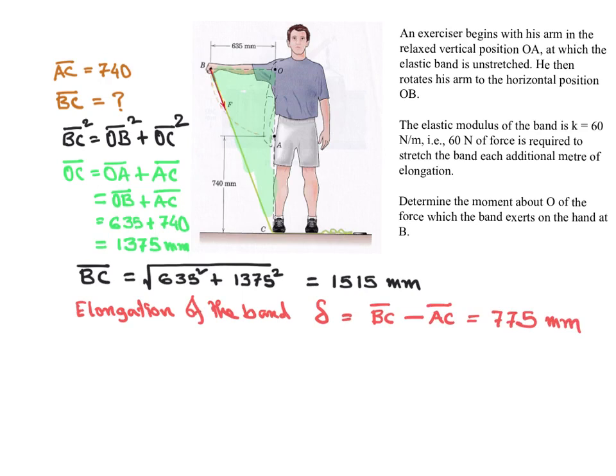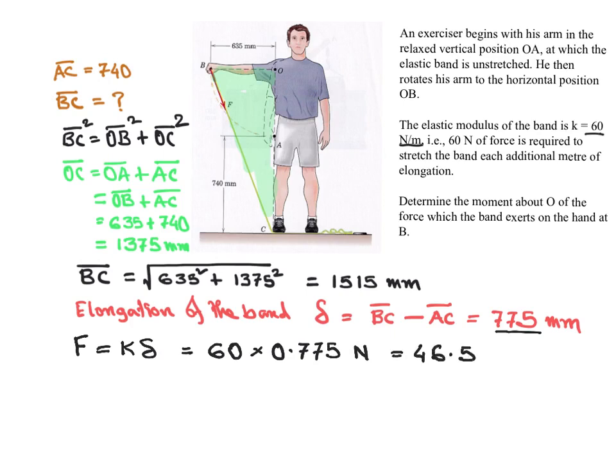Force F would be proportional to this elongation, multiplied by this elastic modulus of 60 Newton per meter. So F would be K times delta. Now K is the elastic modulus, 60 Newton per meter. So we have to convert this 775 to meter, that would be 0.775. That would give us 46.5 Newton.